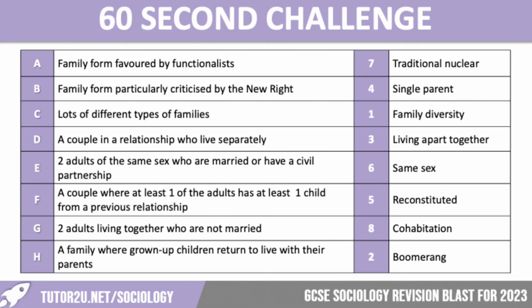E6, two the same sex who are married or have a civil partnership are a same-sex couple, also known as a single-sex couple. F5, a couple where at least one of the adults has at least one child from a previous relationship is a reconstituted or a blended family, also known as step families. G8, two adults living together who are not married is cohabitation, increasingly popular because weddings are so expensive. And H2, a family where grown-up children return to live with their parents is a boomerang family. So, for example, that might happen after a marital breakdown.